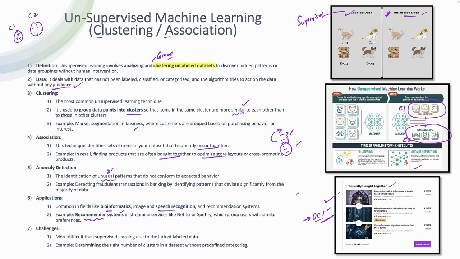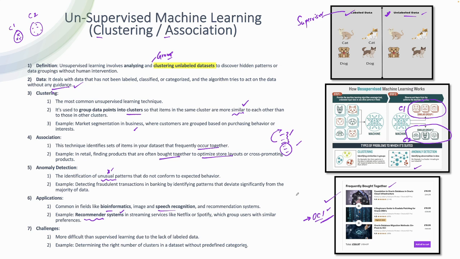And yes, it does come with its own challenges. The biggest challenge is, if I quickly compare with supervised learning, supervised learning is much easier. Why? Because you know the output. You know this is labeled data. Here the problem is your data is not labeled. So it is more difficult than supervised learning due to the lack of labeled data.